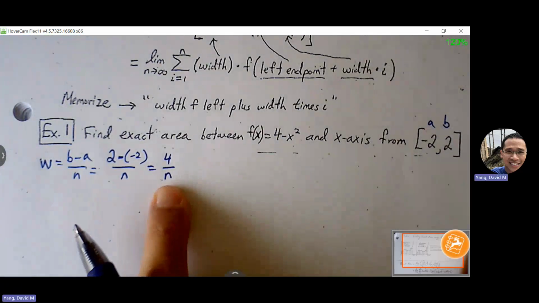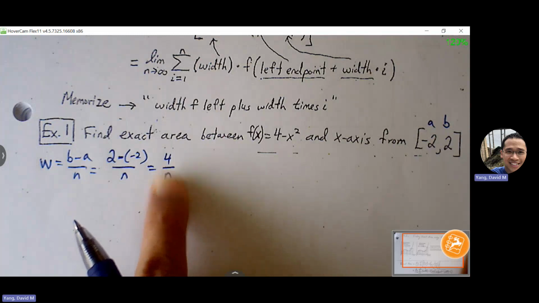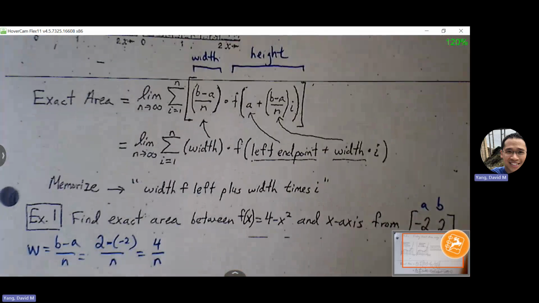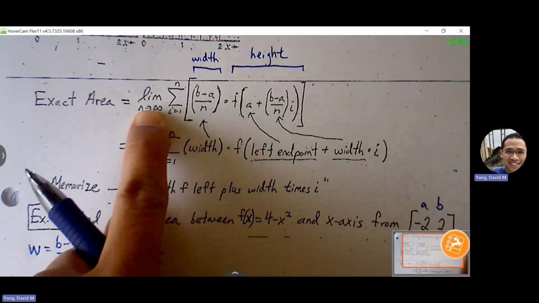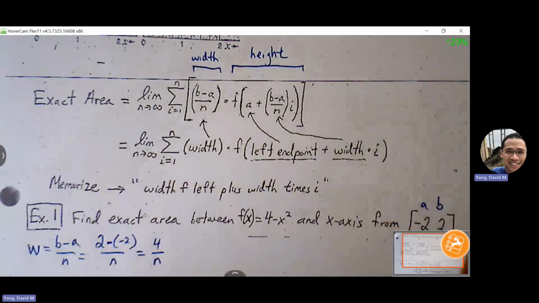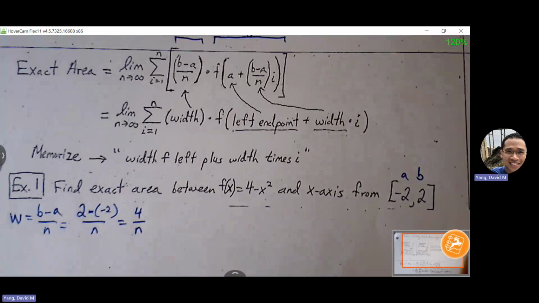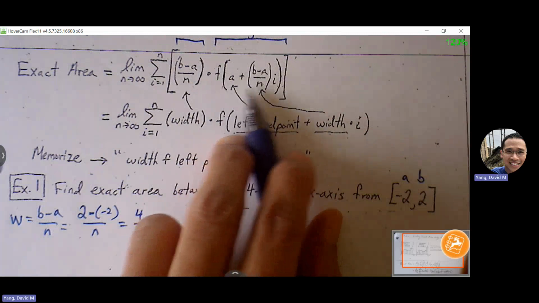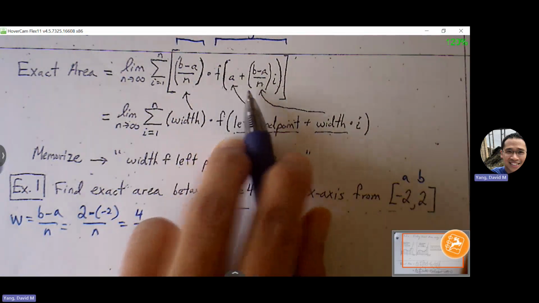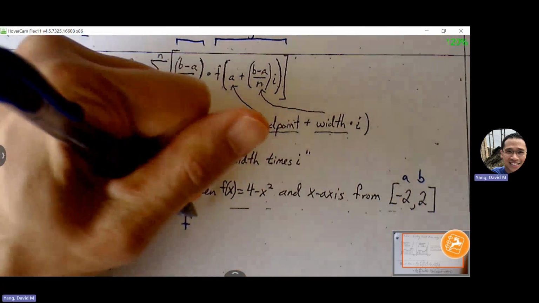That's my variable width that, sometimes before, was like 1/2 or 1/3 or 2. Now it's just 4 over n because we want that flexibility to push the number of rectangles out to infinity. Okay. So that's the width component. Now we're going to build out the height component here. Okay, so the height component is f of a.